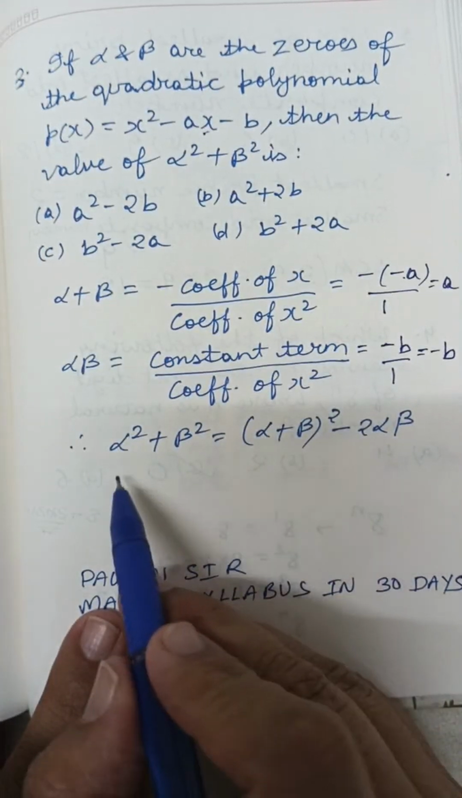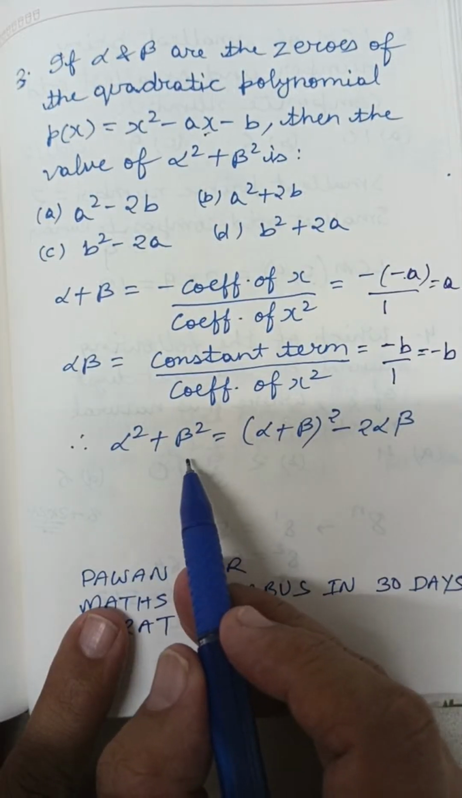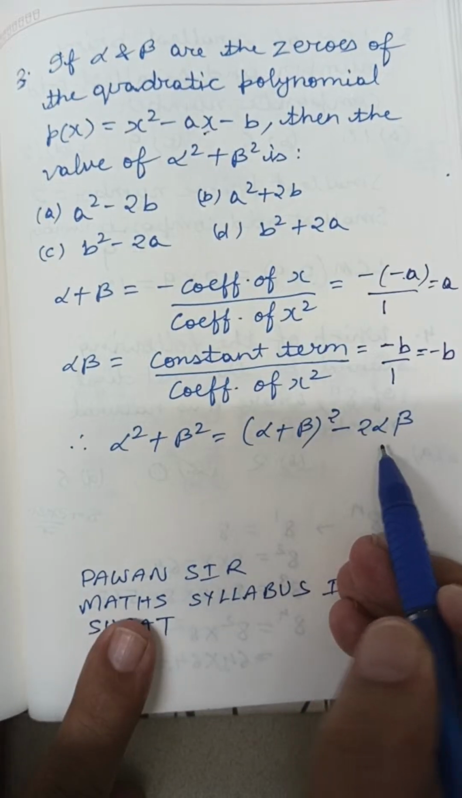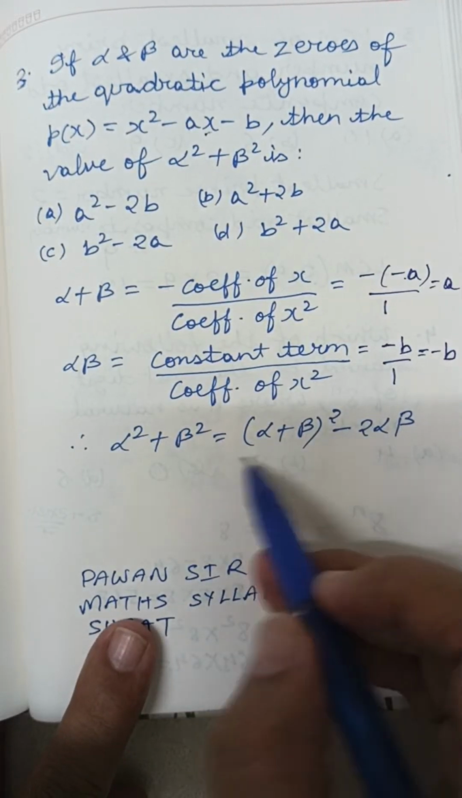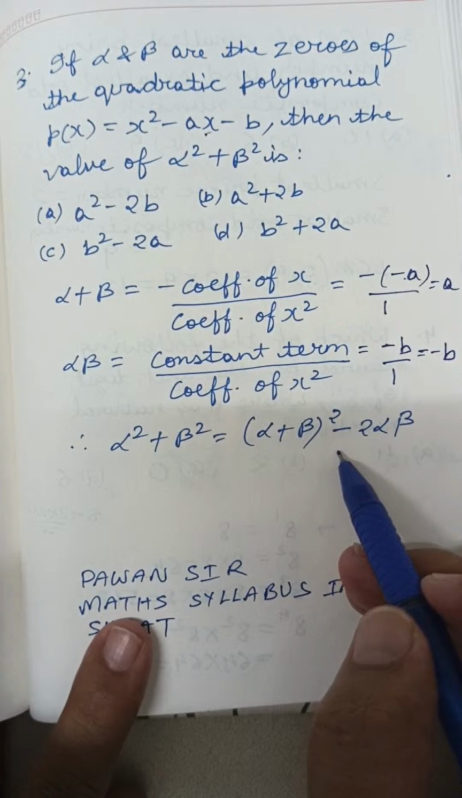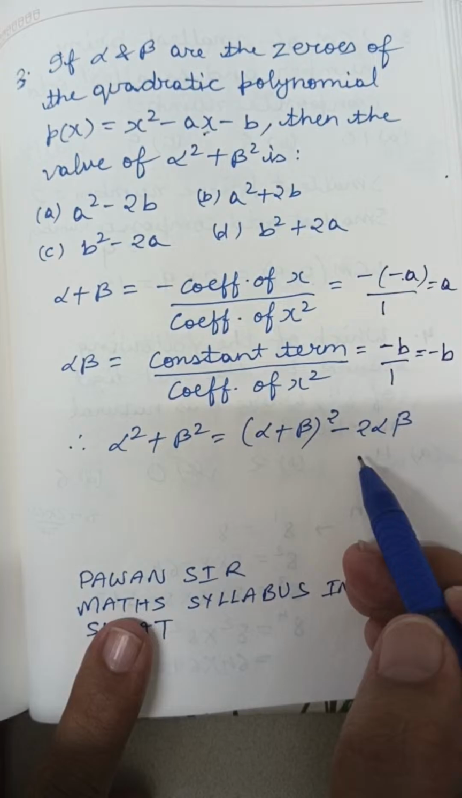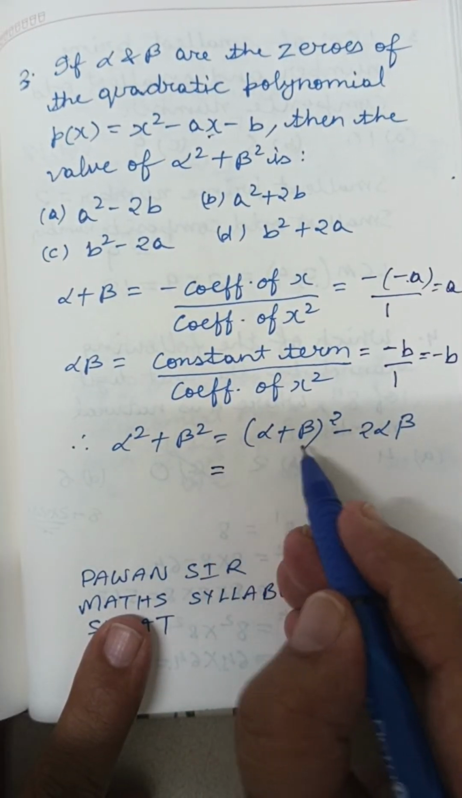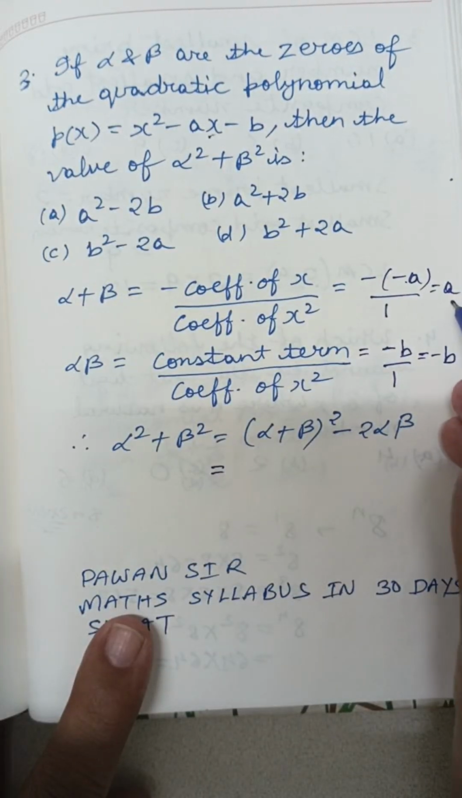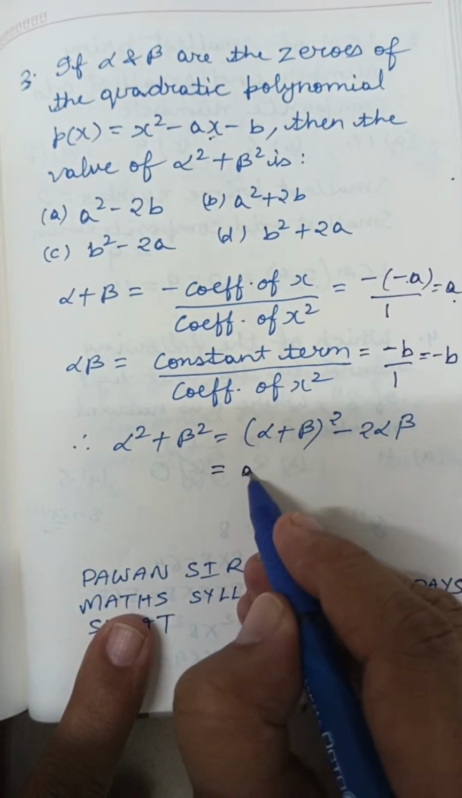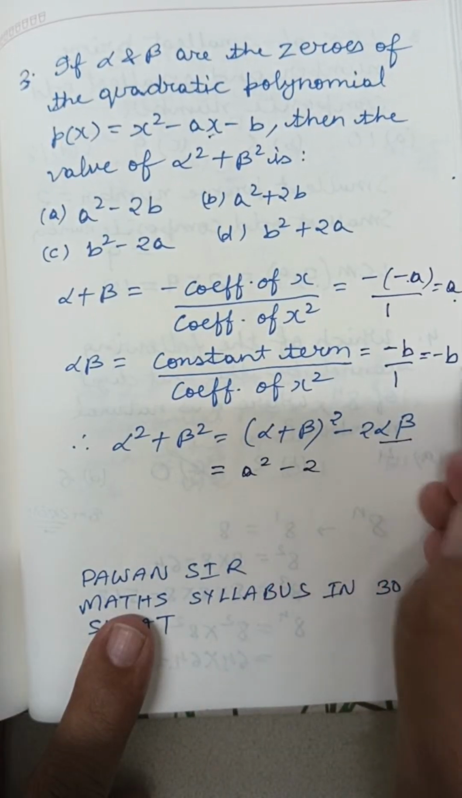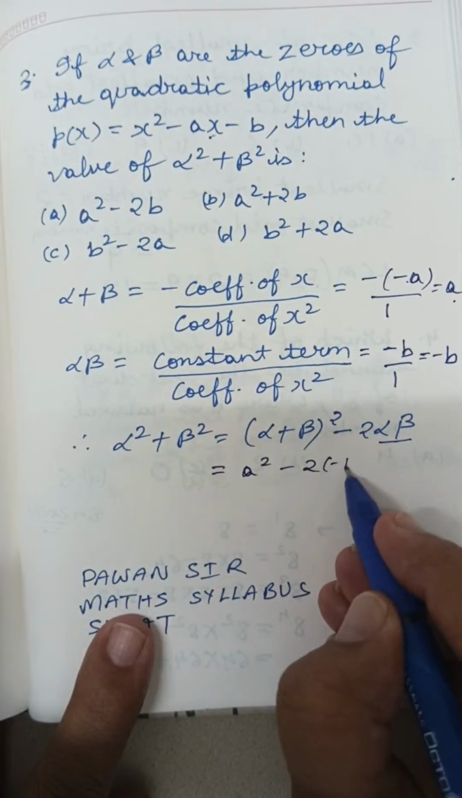Now as you know this formula, alpha square plus beta square is equal to alpha plus beta whole square minus 2 alpha beta. If you don't know how it comes, comment and I will explain you how it comes. So again alpha plus beta, its square. Alpha plus beta, as we get, it is a. So a square minus 2 into alpha beta. The product of alpha beta is minus b.